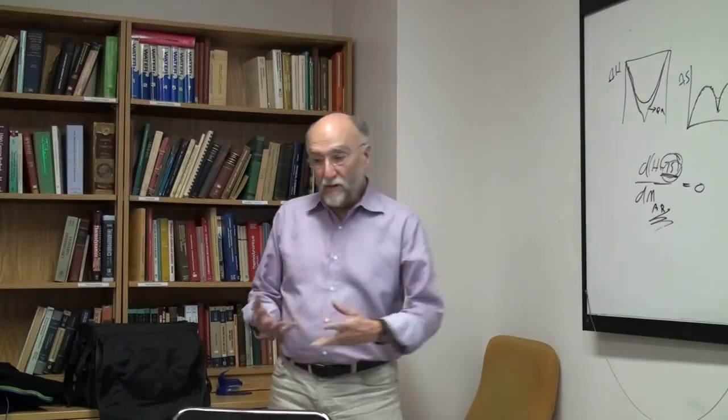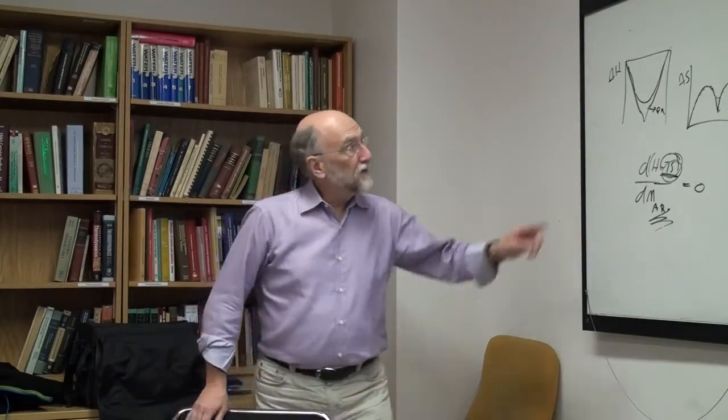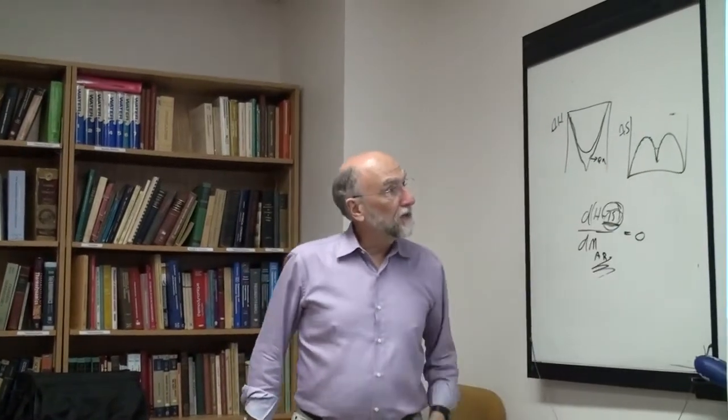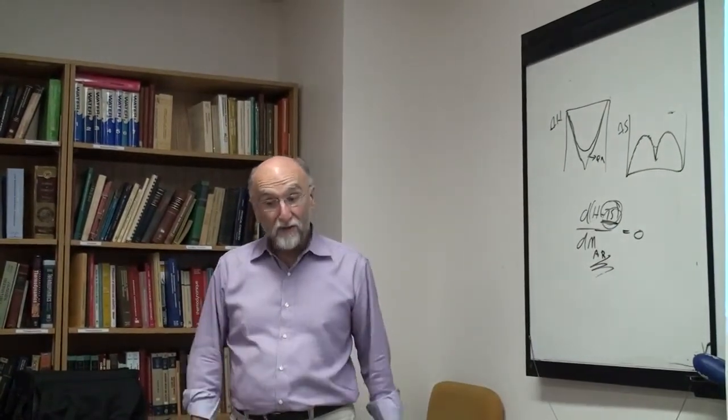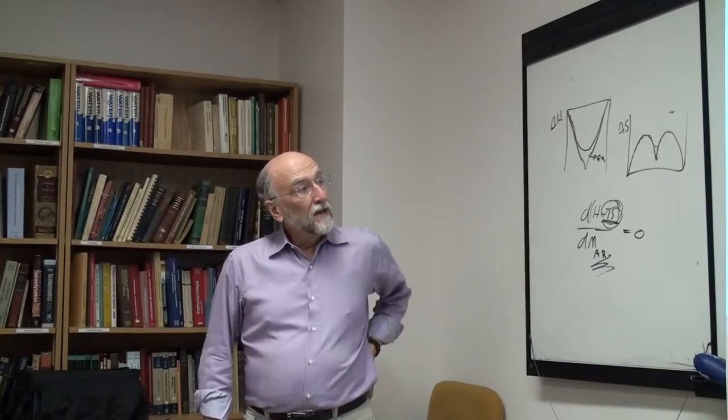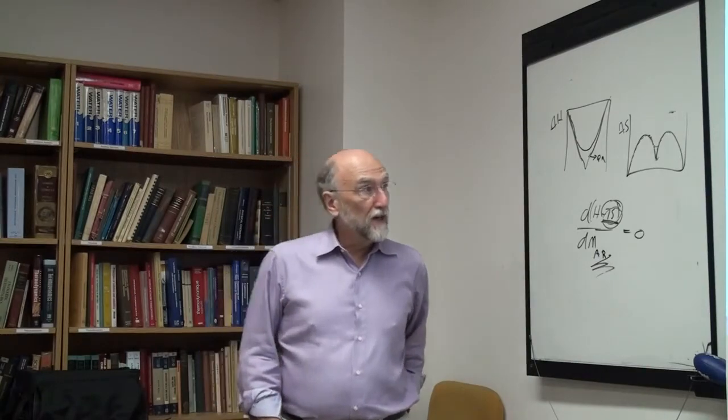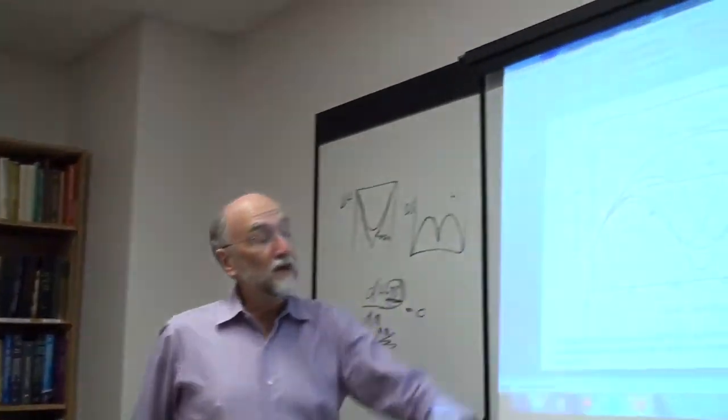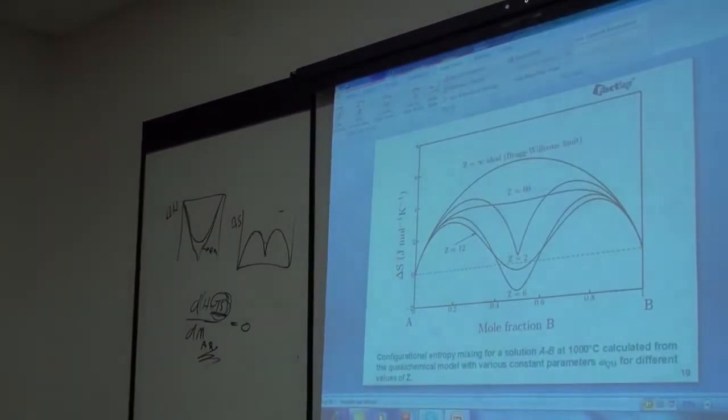The quasi-chemical model entropy term, because of the mathematics, is only exact when z equals 2. This gives you two sharp peaks here because you're only considering first nearest neighbors. You can keep z equals 2, which is physically kind of unreasonable, but mathematically gives you an entropy which is pretty good.